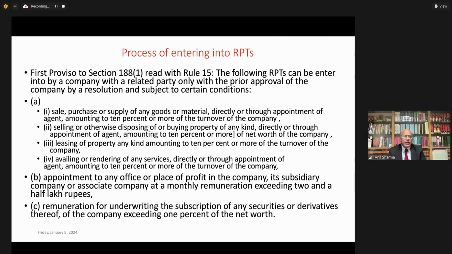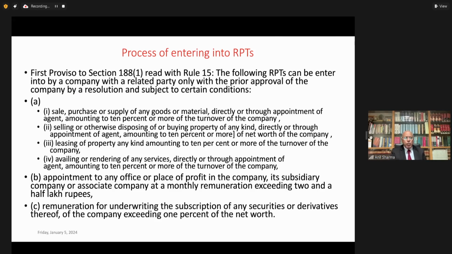Similarly, leasing of property is again linked to 10% of the turnover. Availing or rendering of any service, or through appointment of agent, amounting to 10% of the turnover. So you can see here, sale, purchase, supply of goods and material directly or through an agent, and availing or rendering of any service, there's a 10% or more of the turnover, and in the case of property, it is 10% or more of the net worth.